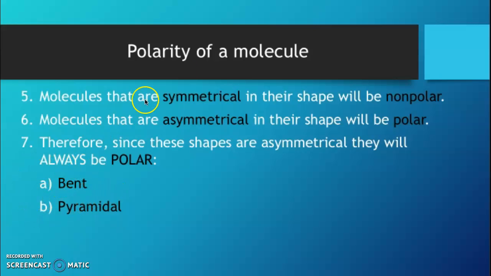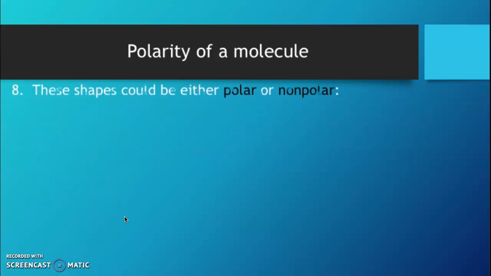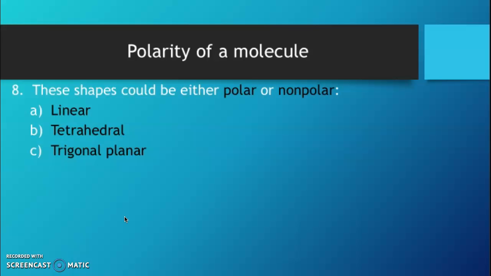So we look and we see a bent shape, so that's going to be polar. A pyramidal shape, automatically polar. Those 2 always equal polar. But that leaves us three other shapes. Those three other shapes, linear, tetrahedral, and trigonal planar, are sometimes polar and sometimes nonpolar. It's going to depend.